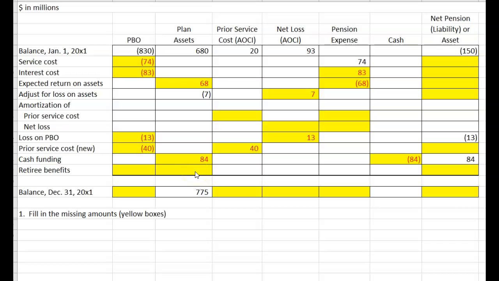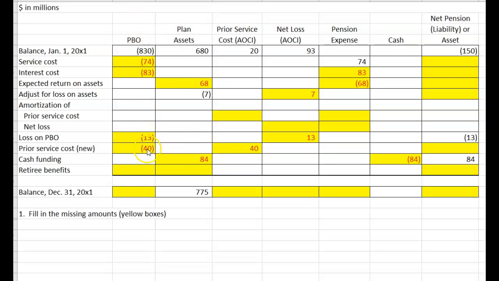Now we're in a spot where we can back into retiree benefits. We know the beginning balance and all the changes except the retiree benefits paid, and we know what the ending balance ought to be. So 680 plus 68 minus 7 plus 84 plus what equals 775. Solve for the plan assets. That will decrease the plan assets because we're spending the money out of the plan assets to pay the retirees.